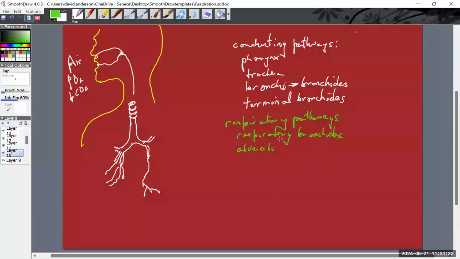Okay, so the next thing we want to just generally be aware of with respect to these zones is what mechanics do we take advantage of for air delivery and CO2, or I should say oxygen delivery and CO2 removal. So in other words, we're talking about the mechanics of breathing.